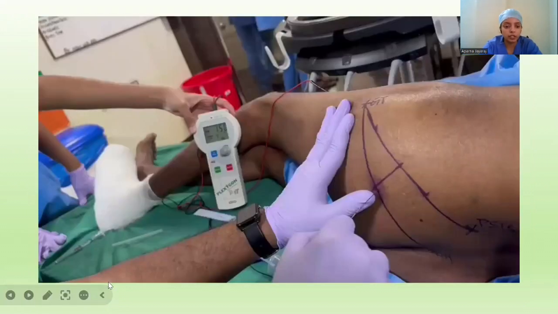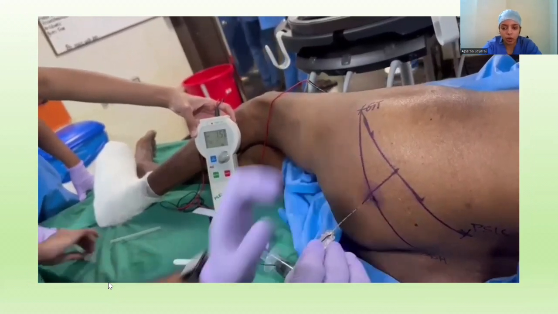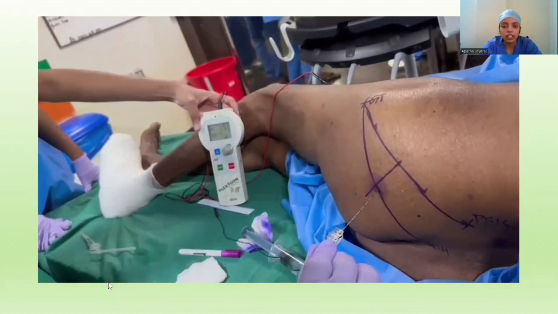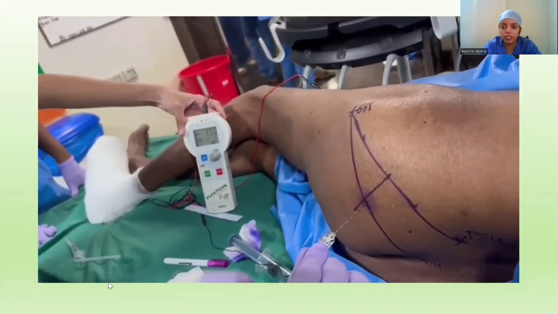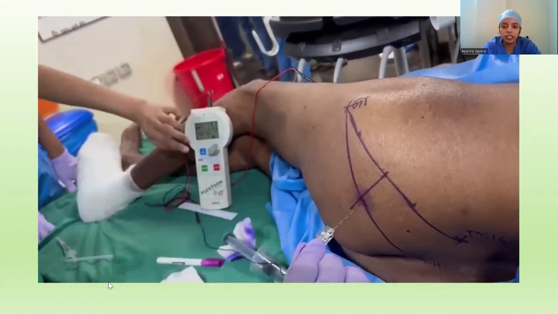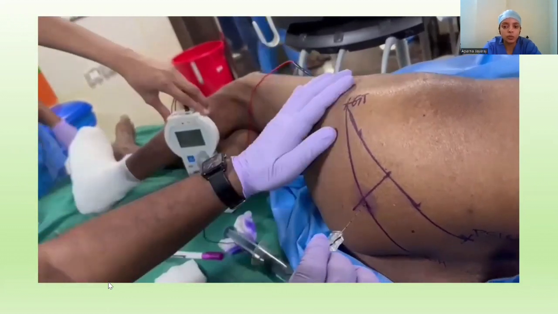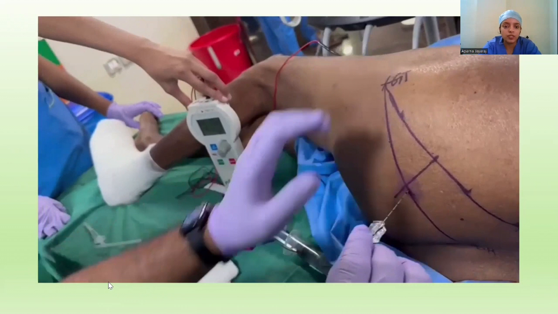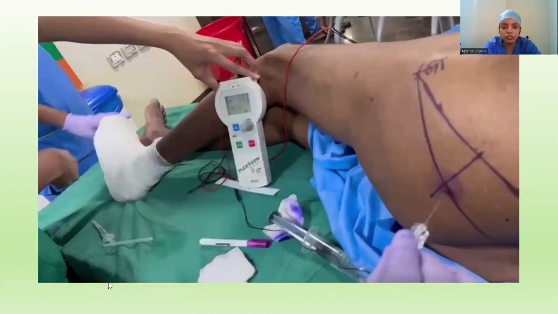Let's see a video. As you can see, the needle is inserted at the marked point, perpendicular to all planes. Initial current is 1.5. You keep going. Initially you can see the gluteal twitches. Once you keep moving inside till you see twitches of the hamstrings and the toe movements. Once you see the movements of the toes, calf muscles, and the hamstrings, you can reduce the current.